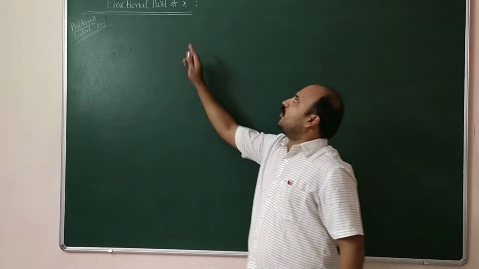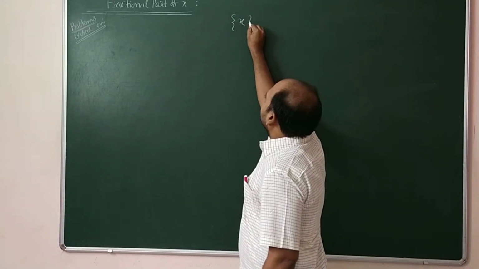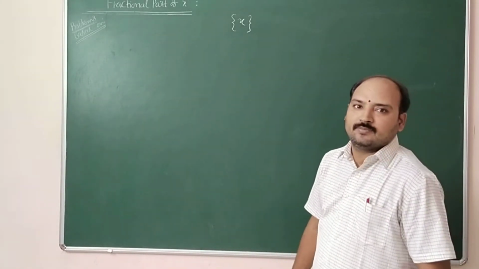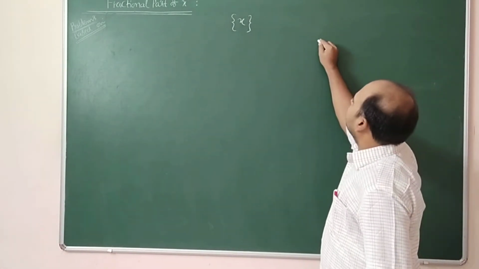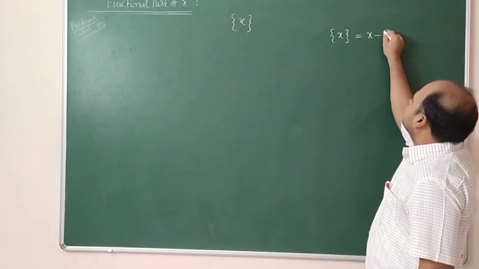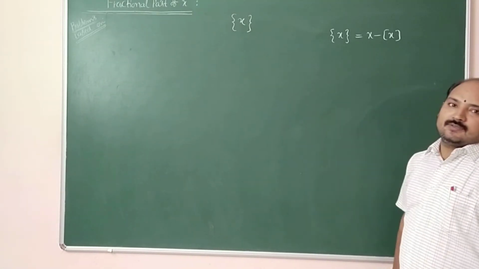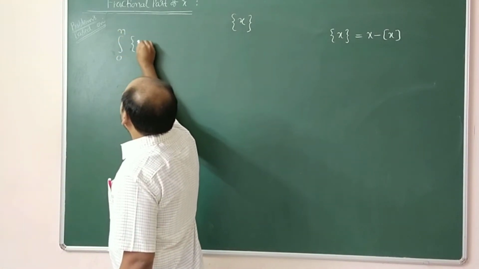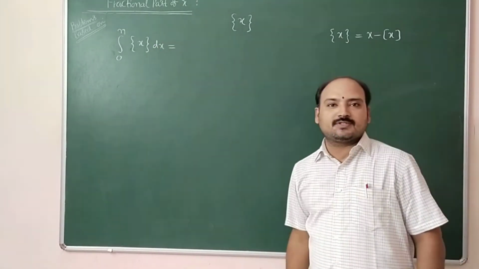Now we will discuss the fractional part of x. The fractional part of x is denoted by flower brackets of x. While discussing the greatest integer function, I already said that the fractional part of x can be written as x minus step x, or the greatest integer function. So if the question asks in this way, integral 0 to n of the fractional part of x dx, then how to evaluate this type of question?